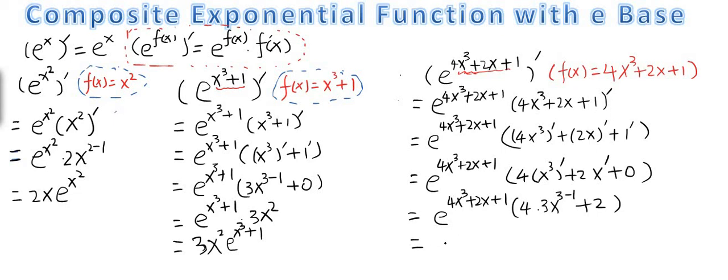And then we have 4 times 3x squared plus 2 times 1, times e to the power 4x cubed plus 2x plus 1, and that gives 12x squared plus 2. That's it.